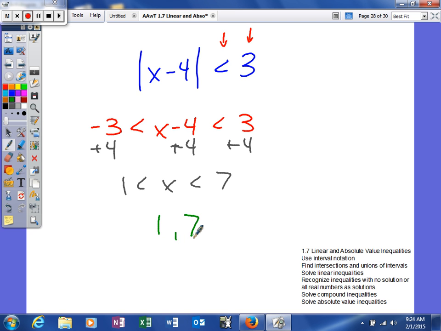My interval notation will look something like this. And the numbers have to work. When I plug in numbers like 6, 5, 4, 3, 2, they all have to work for my inequality. So you can still check your answer. It's just there's going to be an infinite number of solutions.